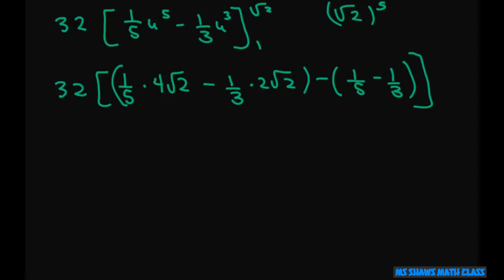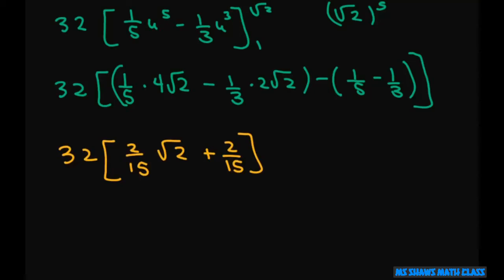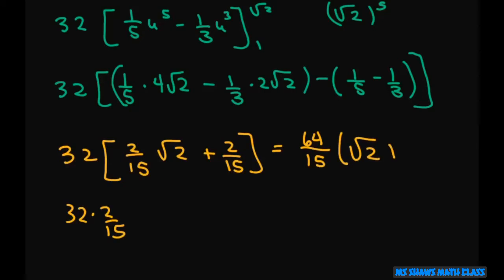All right. And then further simplifying, you're going to get 32 times 2/15 square root of 2 plus 2/15. If you want to pull out the 2/15, that would give you 64 divided by 15. So we're just multiplying 32 times 2/15 and simplifying. And that would give you square root of 2 plus 1. And that's your final answer.